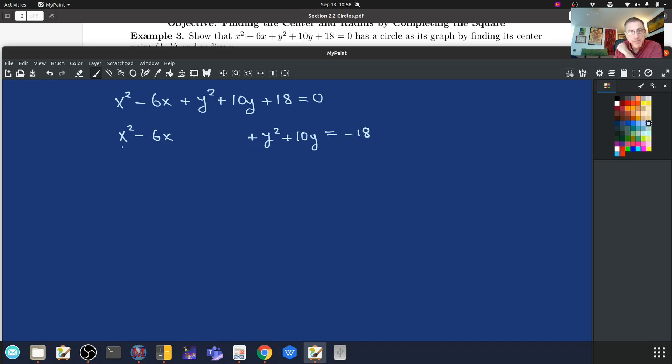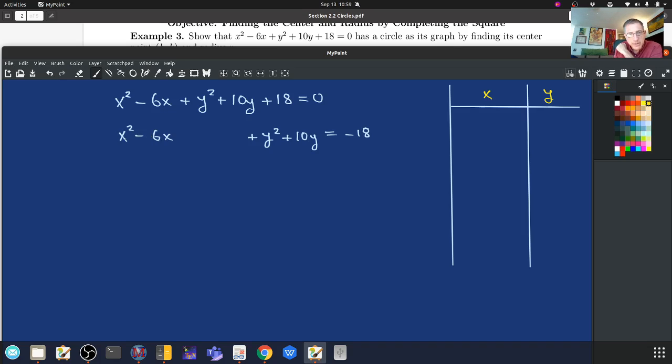Now I'm going to complete the square of the x value terms and complete the square of the y value terms. And here's what I do. You can do it however you want. I make a little table, and that table is divided into x values and y values. So let's start over here.